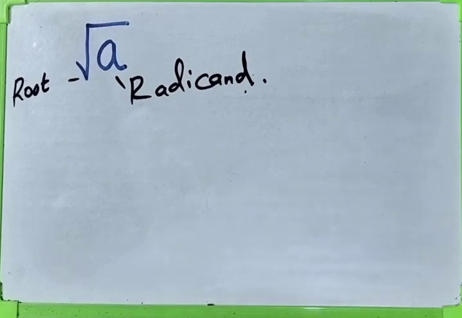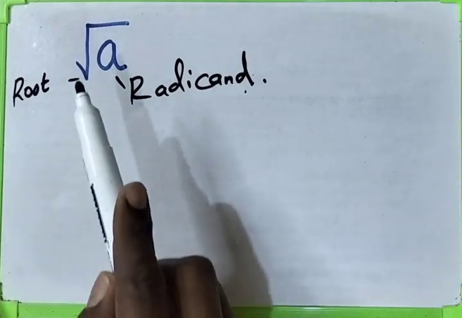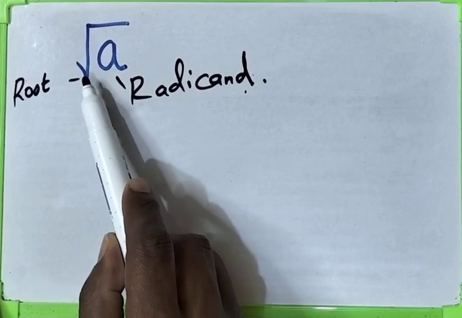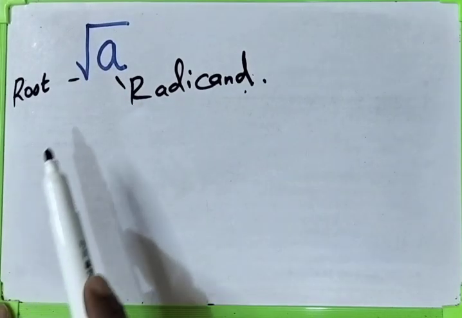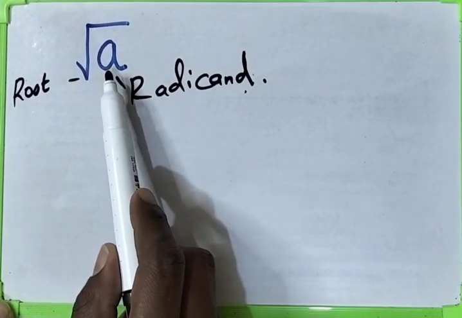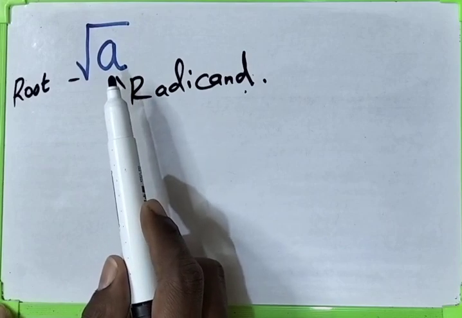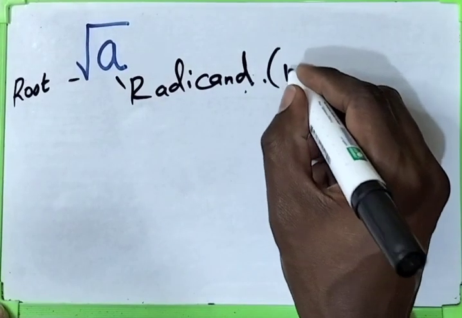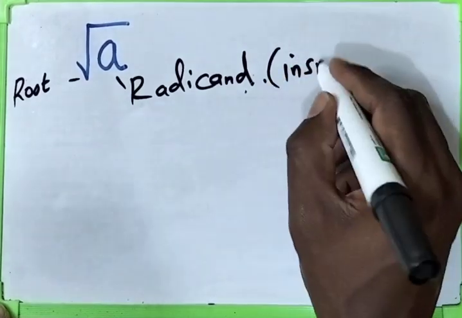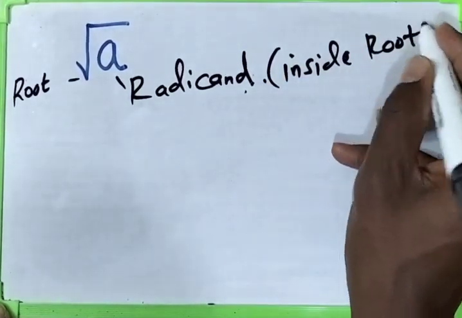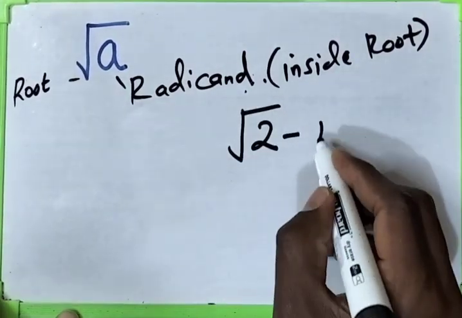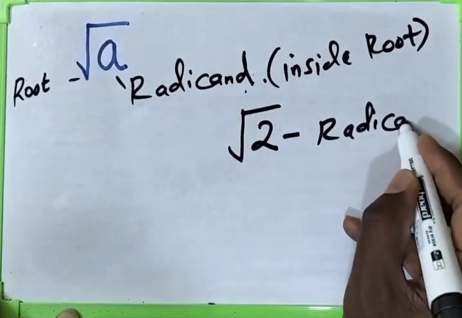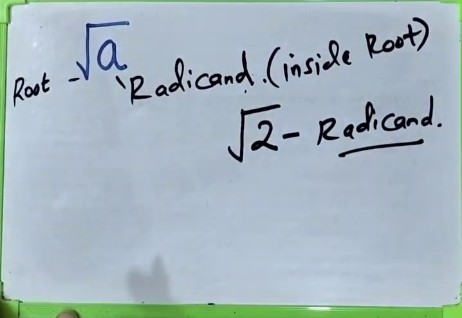I want you to understand something very small. Let us say we have an irrational number, root A. We have to define the number inside the root. We call it a radicand, a number inside the root. For example, if we say root 2, then 2 is the radicand. Then this is the root. It's good to understand that.